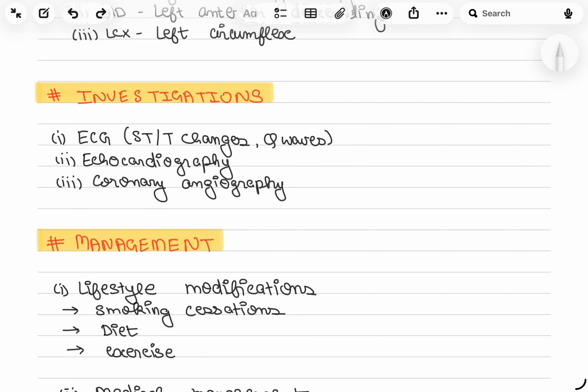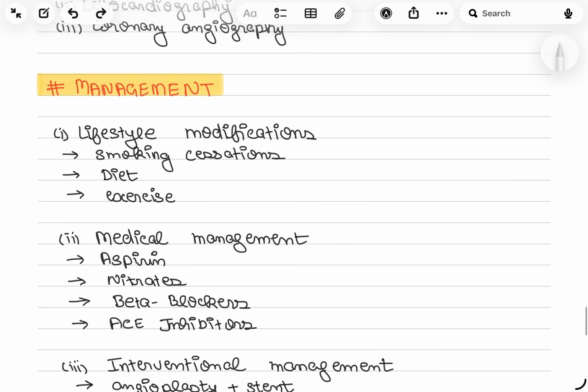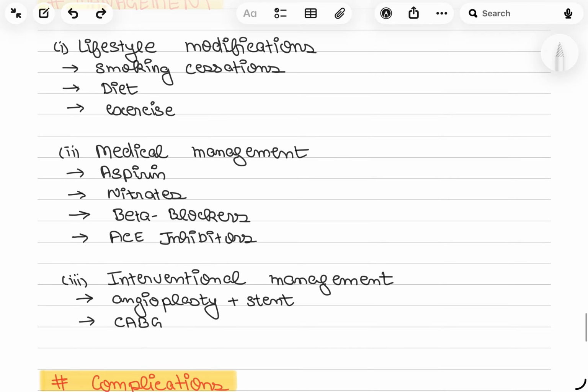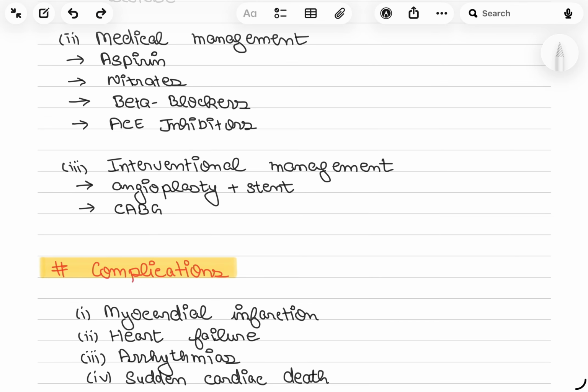Investigation. What are the investigations? ECG. As I have told you, we'll do a separate video on that. Second is the echocardiography, and third is the coronary angiography. What is the management for ischemic heart diseases? First is the lifestyle modification: smoking cessation, diet, exercises. Second is the medical management, in that you can give aspirin, nitrates, beta blockers, or ACE inhibitors. Third is the interventional management, in that angioplasty plus stent.